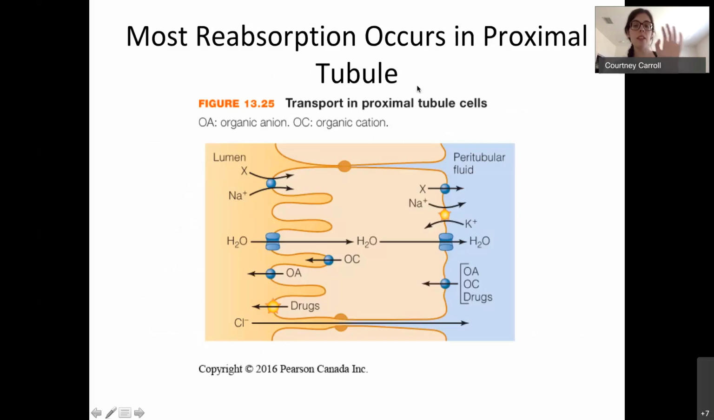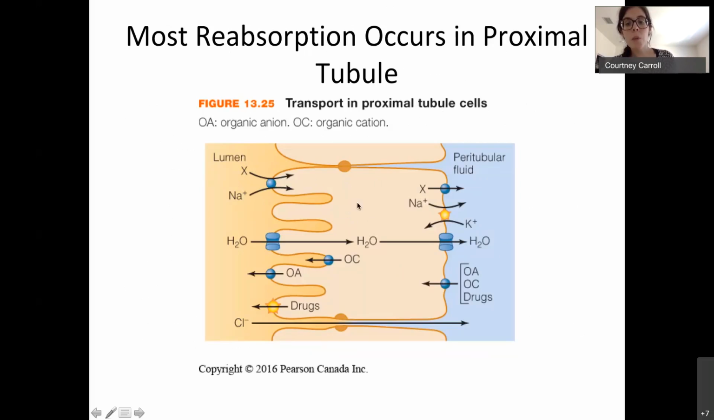Okay. This is what it looks like in the proximal tubule. Again, here's the lumen with that filtrate. Here is that peritubular fluid that will eventually lead to the blood. So we're going to co-transport in sodium. The X could be anything, right? Glucose, amino acids, all this stuff is going to come into these epithelial cells.